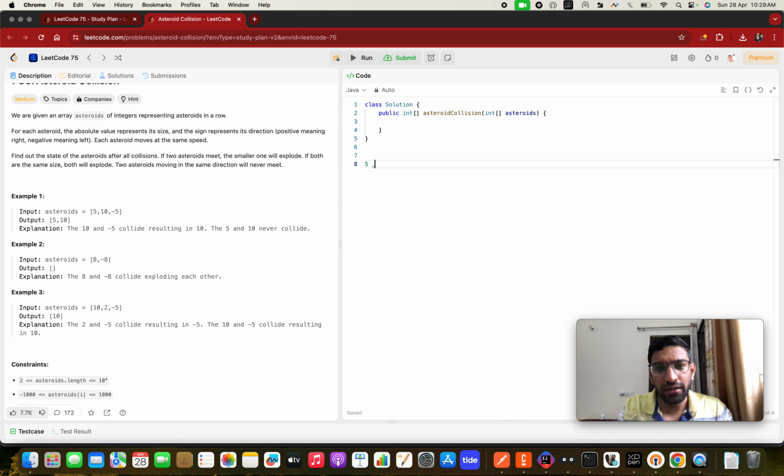So this is our array 5, 10, minus 5. 5 is moving to the right direction. Then 10 is moving to the right direction. And minus 5 is moving to the left direction.